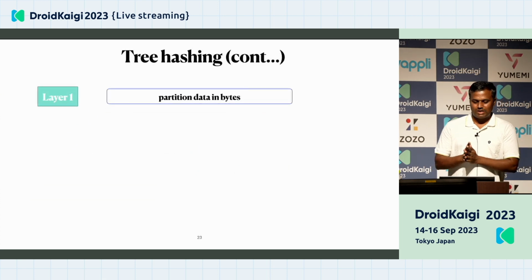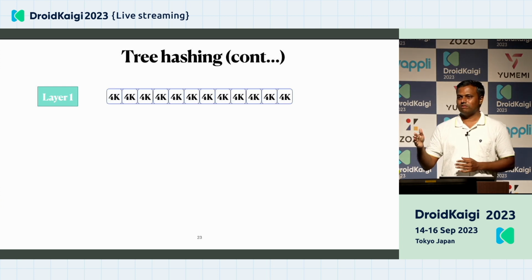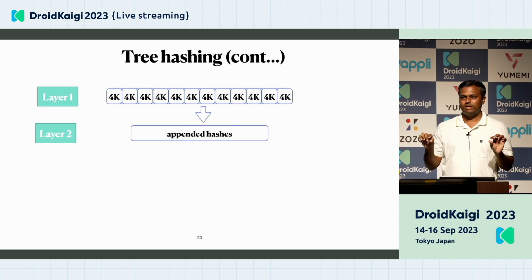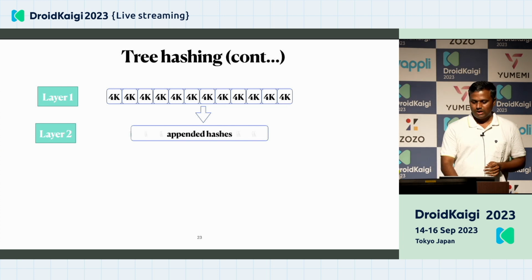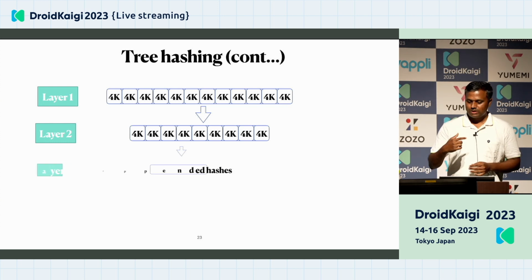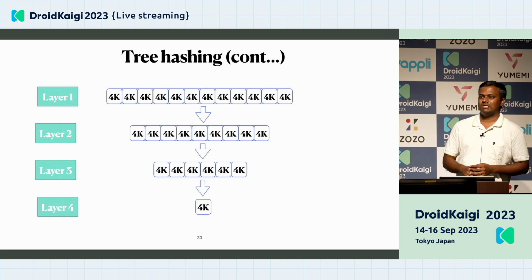Big partitions are read from the disk, and in parallel the data is divided into 4K blocks. The hash of each 4K block is calculated, and these hashes are appended next to each other to create a different layer. The next layer will definitely be much smaller than layer 1, because it just has a single hash for each 4K block. After creating layer 2, again divide it into 4K blocks and calculate the hash of each block. Keep repeating this process until you arrive at a single 4K block.